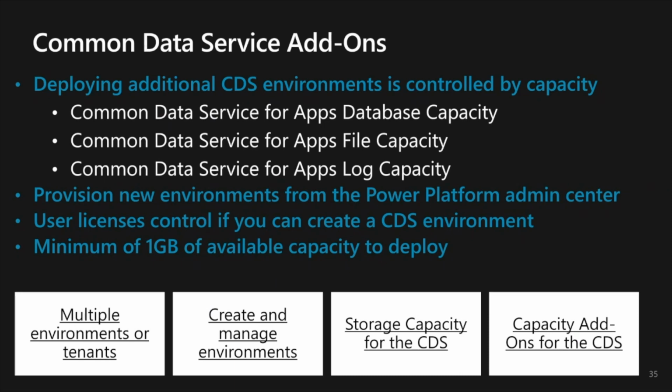New environments are deployed directly in the Power Platform Admin Center, and that's also where you can view what your current capacity is. The user licenses that are assigned in the Microsoft 365 Admin Portal control whether or not a user has the security to create a new CDS environment. A minimum of 1 GB of available capacity is required to deploy.